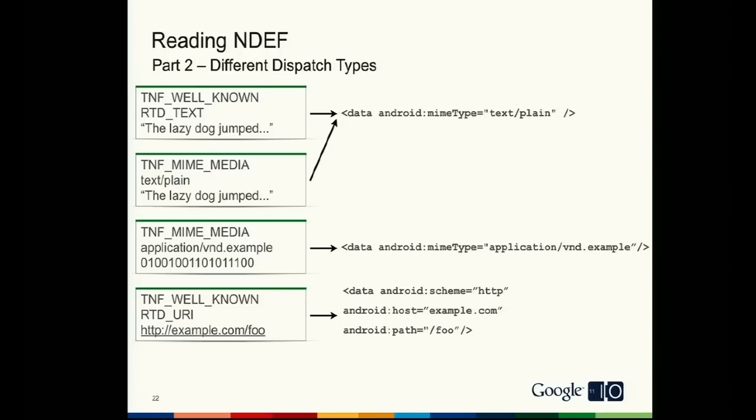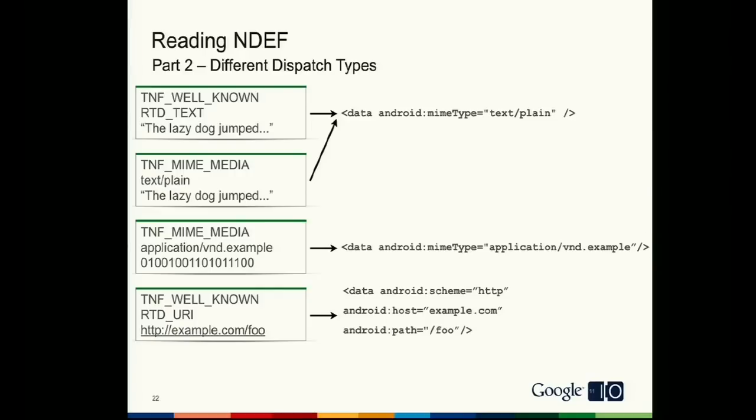The second one is you can have MIME data in an NDEF record. If you have MIME data, and the secondary type is text/plain, the payload, again, would be just text. What we do is we take the MIME type there, text/plain, and we put that on the MIME type field for the intent that we start when the data comes in. And that lets applications filter on the different types of data that they're interested in.